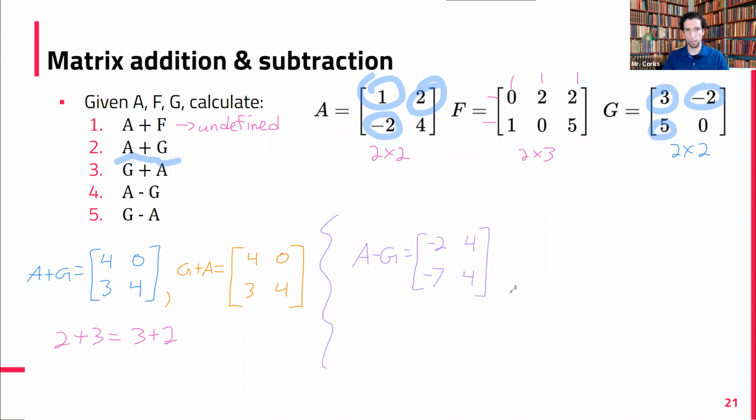Let's do the other one. So G minus A. What do we think that result will be? 2, minus -4. 7. Okay, positive 7 here, and -4. What do we notice about the two results?